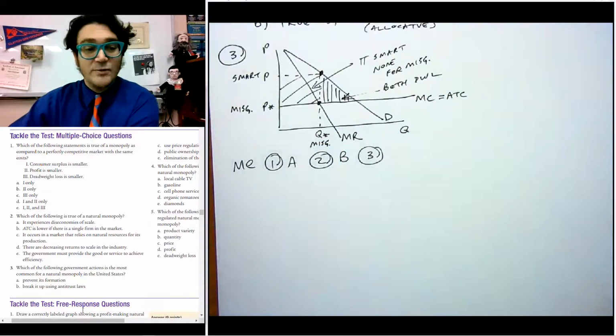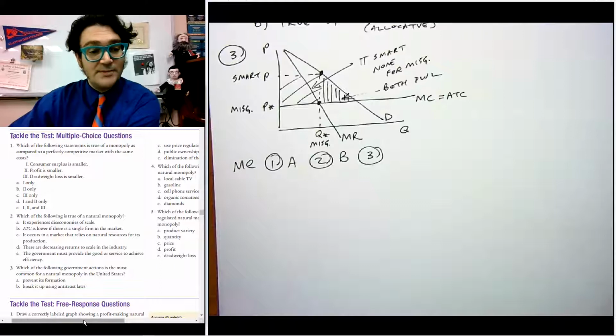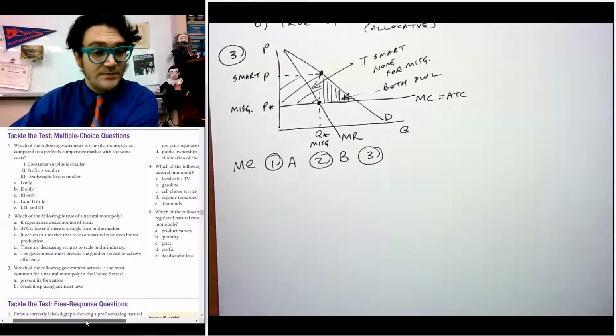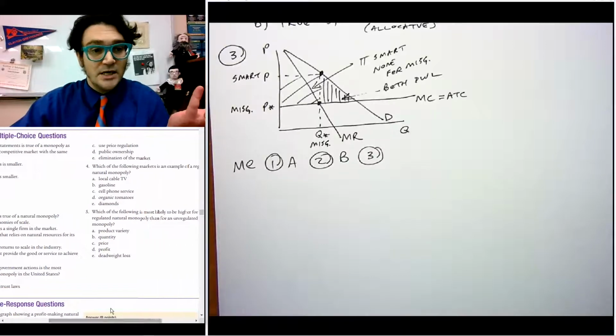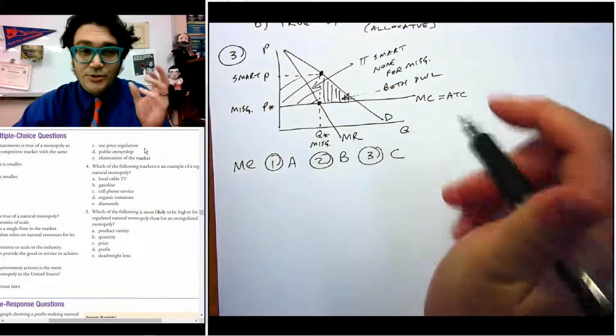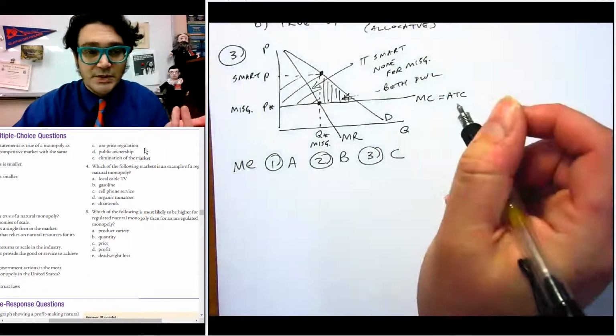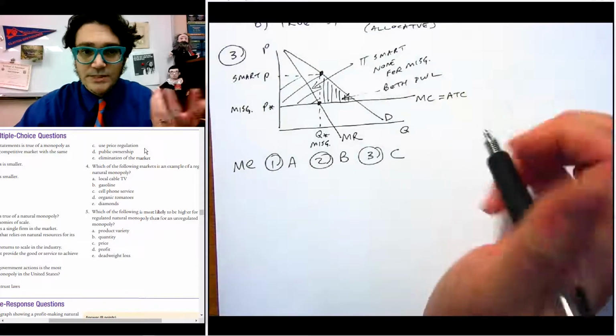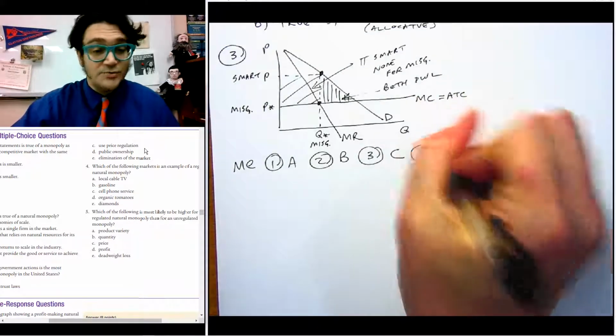Number three, which of the following government actions is the most common for a natural monopoly? We'd say that typically they just regulate them. So we don't want to prevent their formation or break them up, because then there'd be higher costs. So use price regulation, C. Although D, public ownership, sometimes is considered for these types of things, but in the United States, it's not the most common solution for a natural monopoly.